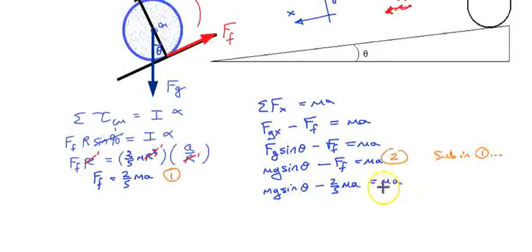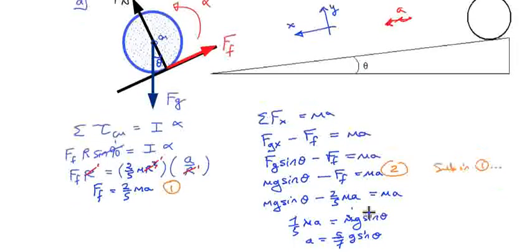So that will give you 7/5, right? 7/5 ma equals mg sine theta, right? 5/5 plus 2/5 is 7/5. The m's cancel out, and we get a equals 5/7 g sine theta, and that's the acceleration of the bowling ball down the incline.